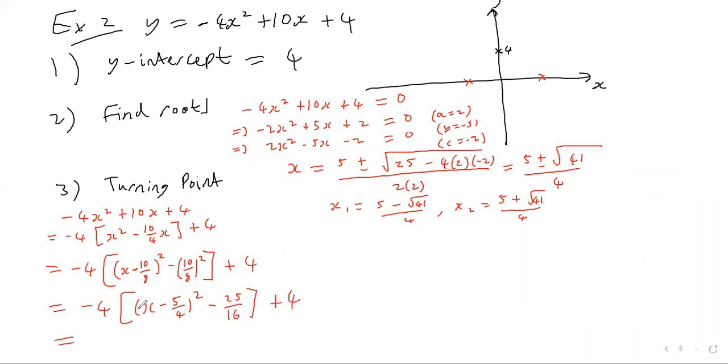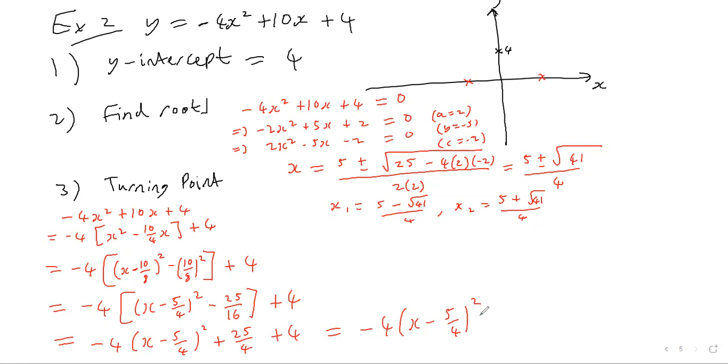So again, it's just a case of expanding the brackets. So we get minus 4 times x minus 5 over 4 all squared, minus 4 times minus 25 over 16, just by expanding the square brackets. So that should give us positive 25 over 4, because 16 divided by 4 gives us 4, so we get 4 on the bottom instead there. And then plus this 4 on the outside. Again, we can tidy this up a little bit. So minus 4 times x minus 5 over 2 all squared, sorry, 5 over 4 all squared, I should say.